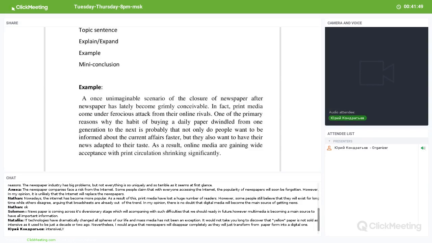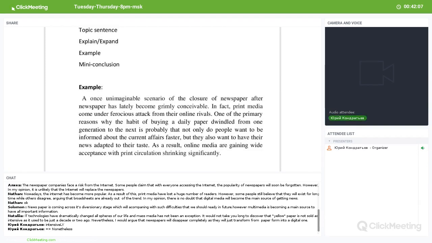Nevertheless, I would argue that newspapers will disappear completely, as they will just transform from paper form into a digital one. Okay, you can also replace nevertheless with nonetheless. It's just a little bit higher in style. Of course, there is no problem writing nevertheless. There is a very slight difference, but you can also change it. Okay, so that's fine.